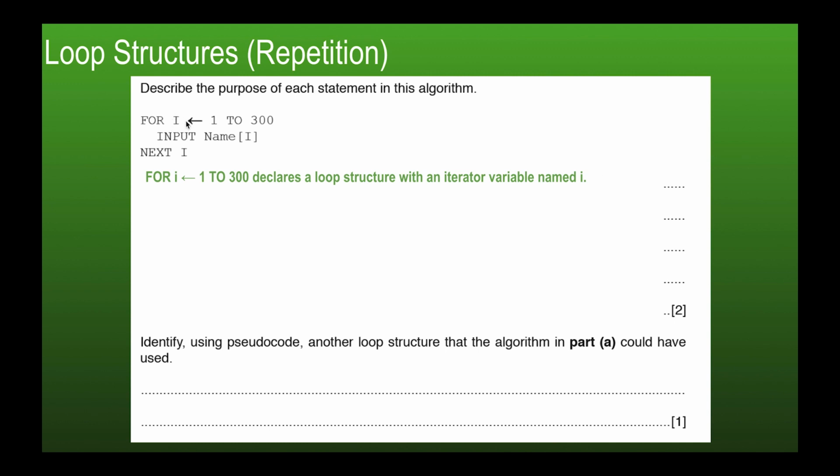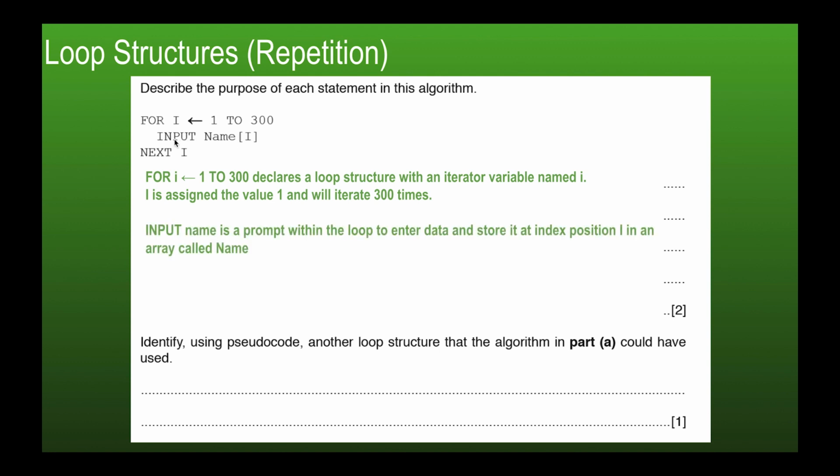It declares that variable as I, that counter or iterator, and says this is going to run from 1 to 300. So it's going to run 300 times, so it will iterate 300 times. Next is nested within the loop, so we look at our indentation. This is within the loop, so this will run for the number of times within the loop.